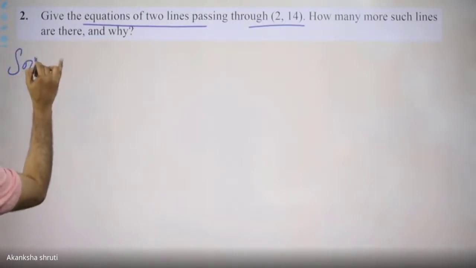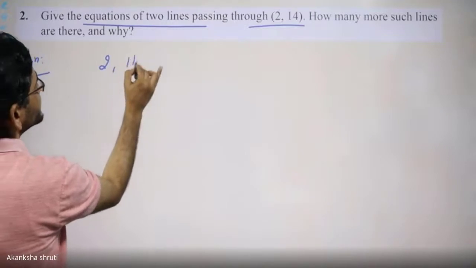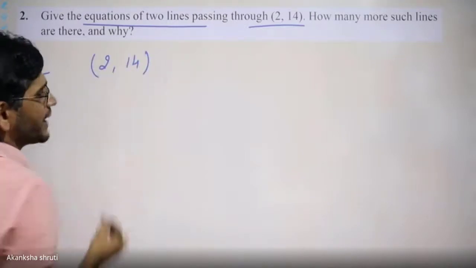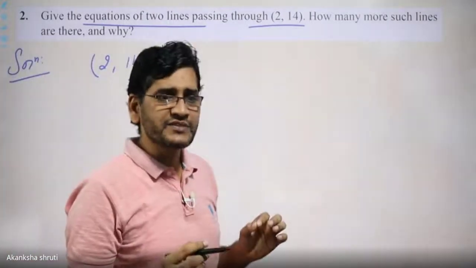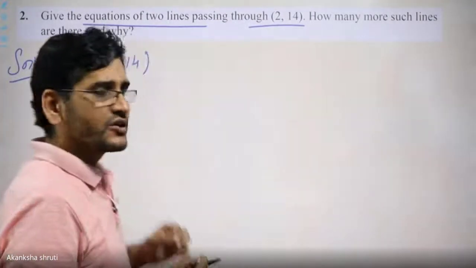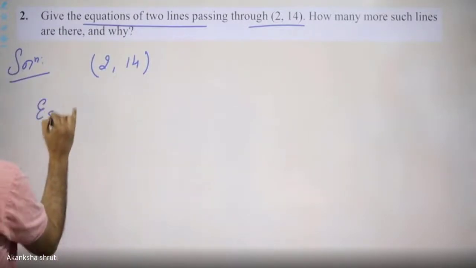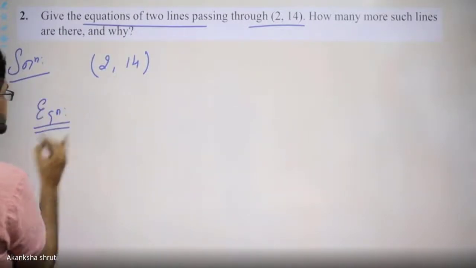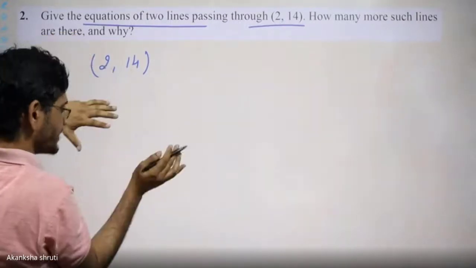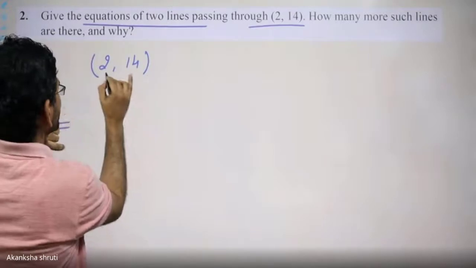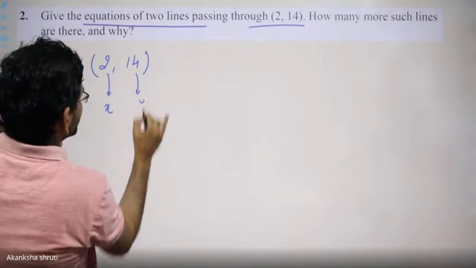Students, the given point is (2, 14). We have to write two equations. We have to give two lines, means we have to write the two equations. So how to write quickly? Students, for writing the equation, you shall take this x as one variable and this as y. So this is like our x, this is like our y.